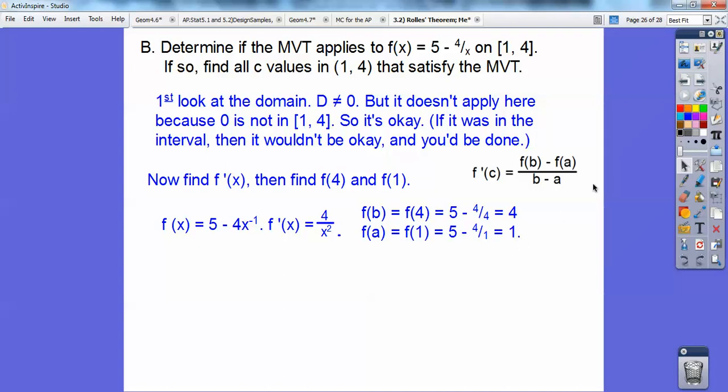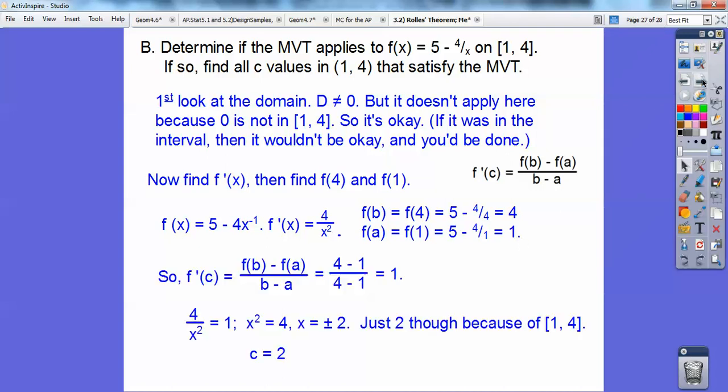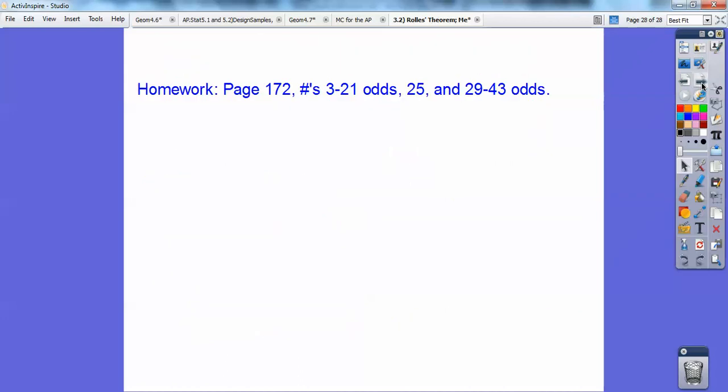I'm sorry, my bad. All right, and then, so I'll go ahead and do f of b minus f of a over b minus a, and I get 3 over 3, which is 1. So I set the derivative equal to 1, cross multiply, x squared equals 4, so x equals plus or minus 2. All right, but we just want the plus 2 because that's the only one that's in the closed interval [1,4]. Okay, so if you're in my calculus class, I would assign that as your homework. Take care, everybody.